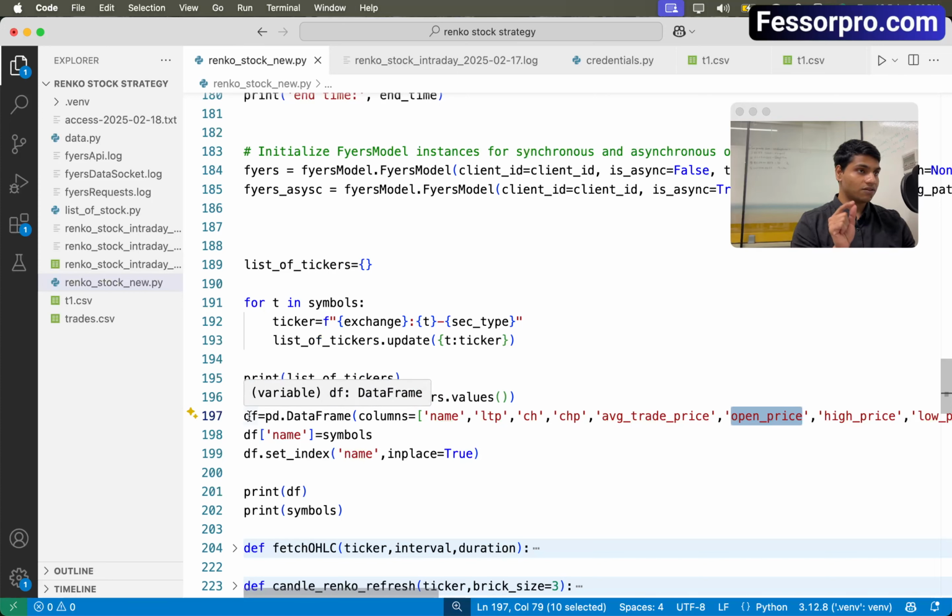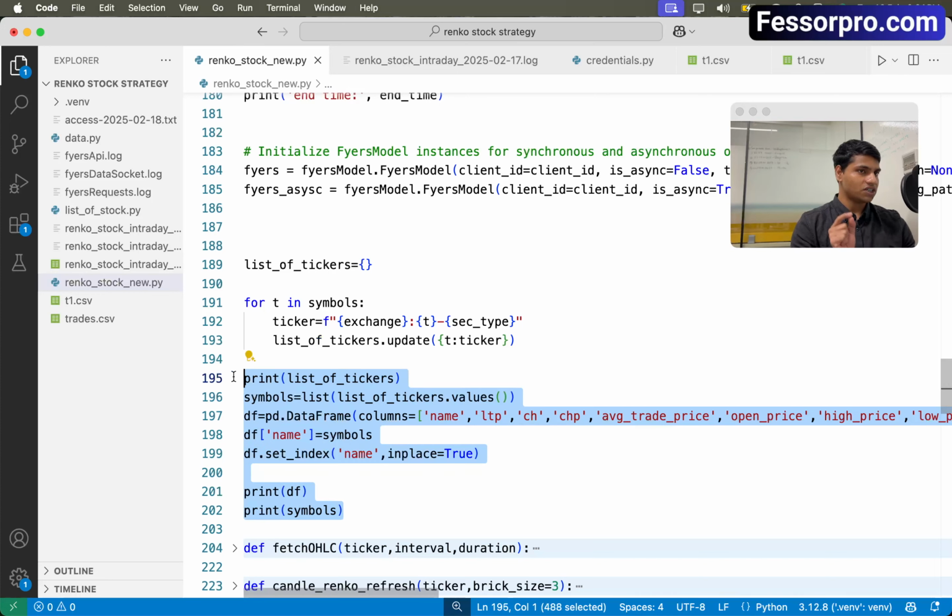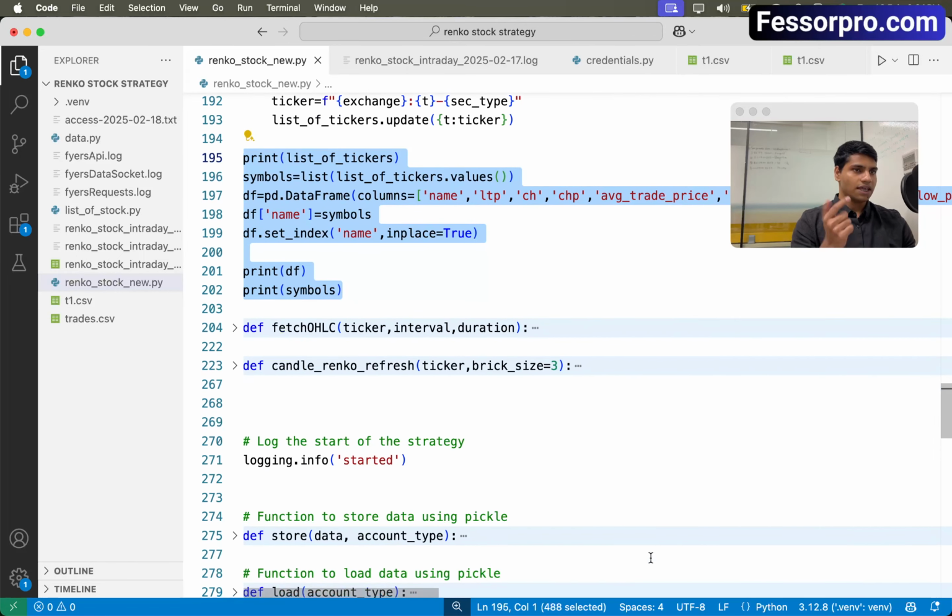So the variable in which I'm storing the data is DF. Remember, the real-time data that I'm getting from the socket is being saved in the DF variable. Because in my main code, whenever at any time I need the real-time data of any stock, I am going to access this DF variable. So this is where I'm initializing the DF variable. Okay.